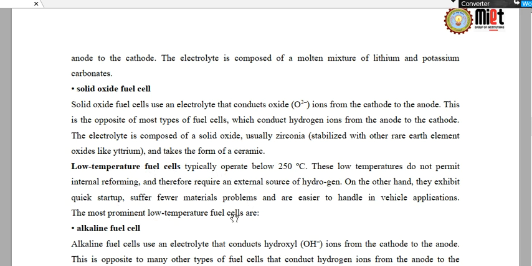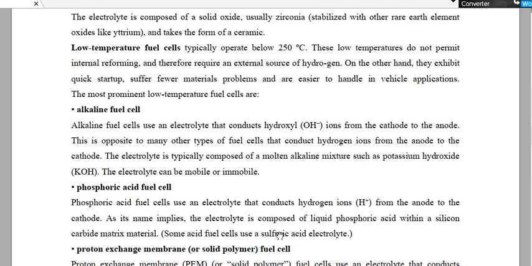If we talk about further types of low temperature fuel cell, then first is the alkaline fuel cell. In this type of cell, the electrolyte conducts hydroxyl ions from cathode to the anode. Again, it is opposite from the common fuel cells that conduct hydrogen ions from anode to the cathode. In this, the electrolyte is typically composed of a molten alkaline mixture such as potassium hydroxide. The electrolyte can be mobile or immobile. Since an alkaline mixture is used as electrolyte, they are named alkaline fuel cells.